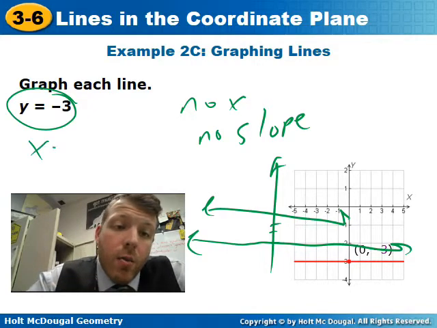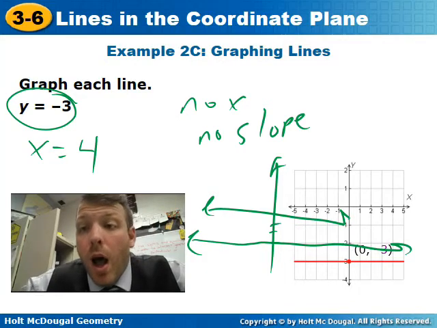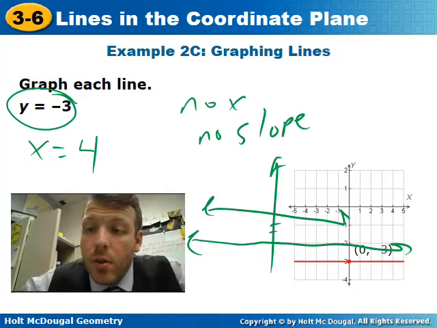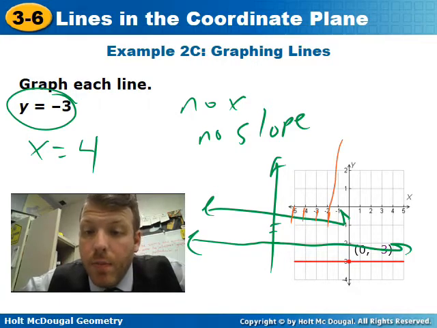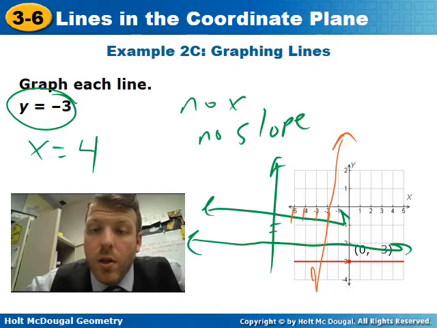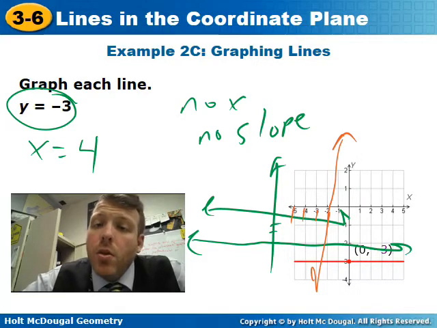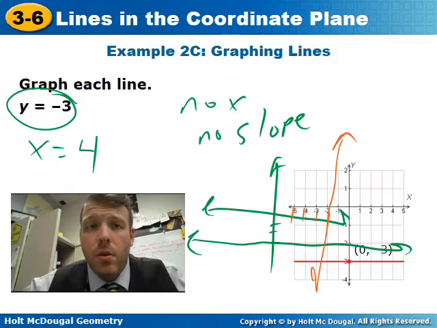Now, the other way to look at it is if I have something like x equals 4. It has no y, so it cannot cross the y-axis. That's what I always think about. So there's your x equals 4. So those graphs are horizontal and vertical, and you need to make sure you understand how to graph those.